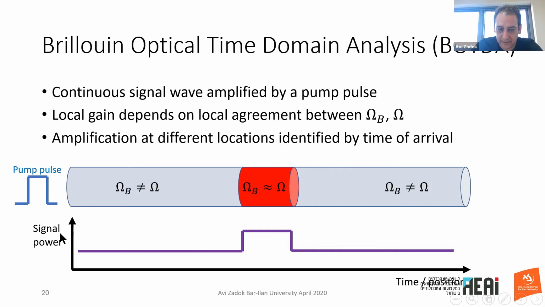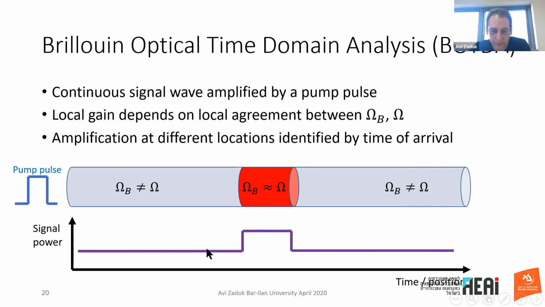And this trace that we gather, that we collect on an oscilloscope, shows signal gain as a function of time. However, we can relate time and position very simply based on the speed of light. Therefore, what we achieve, in essence, is a map of signal gain as a function of position.